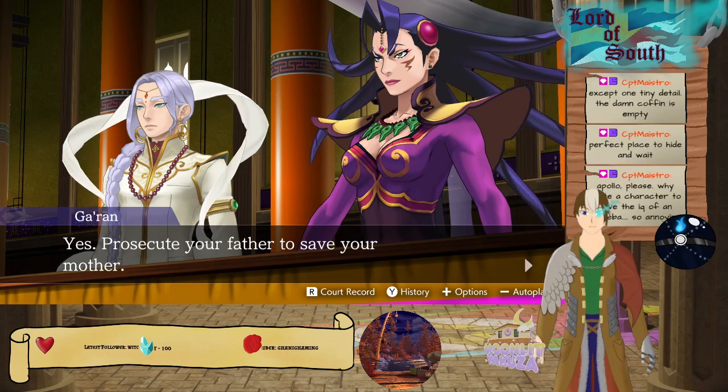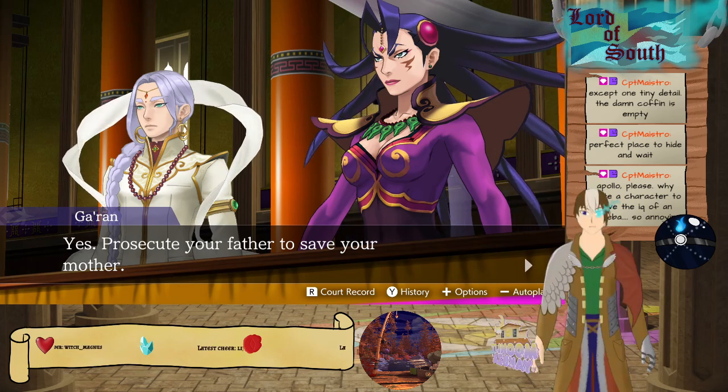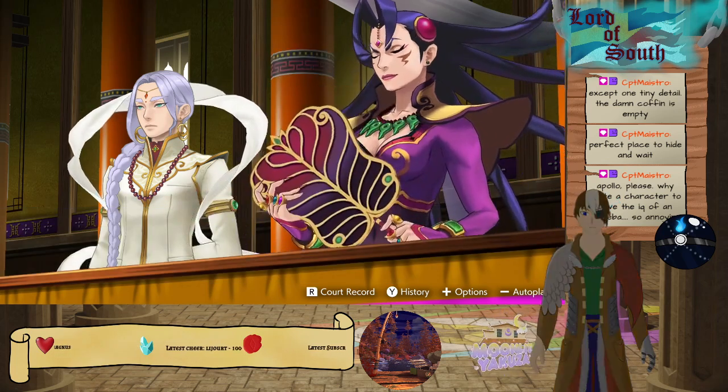Jesus. Apollo, please. Why write a character to have the IQ of an amoeba? So annoying. Fair enough.